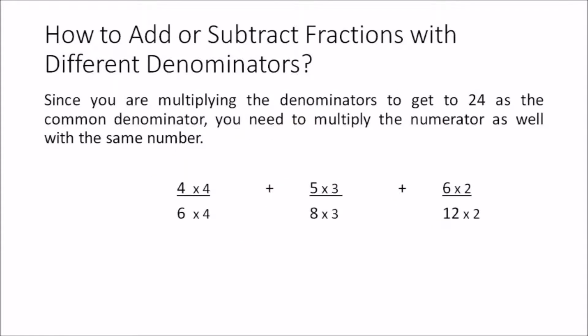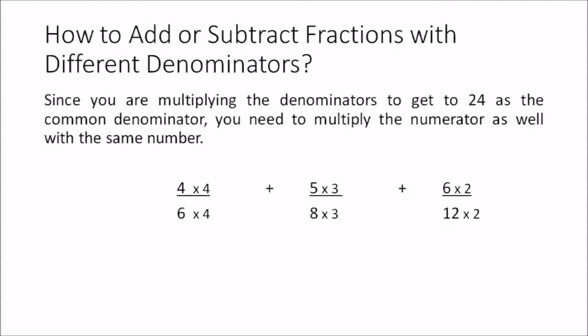Now since you are multiplying the denominators to get to 24 as the common denominator, you need to multiply the numerator as well with the same number. So we are multiplying 6 times 4 to get to 24, 8 times 3 to get to 24, and 12 times 2 to get to 24. So we'll multiply the respective numerators as well: 4 times 4, 5 times 3 and 6 times 2. You multiply the numerators with the same number as you are multiplying the denominators respectively.